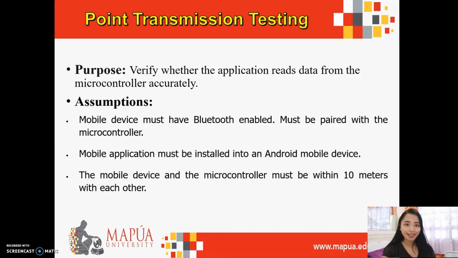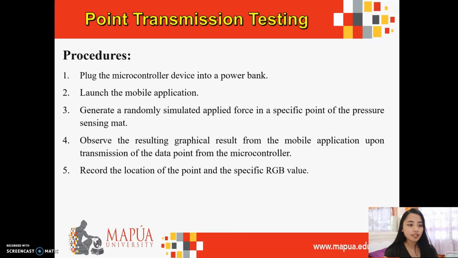The last test focuses on the transmission and connectivity aspect of the whole system, with the use of randomized testing in terms of the generated data. The following assumptions were also observed. For our procedure, we plugged the microcontroller device into a power bank and then launched the mobile application, making sure that the Bluetooth connectivity of both devices was enabled.